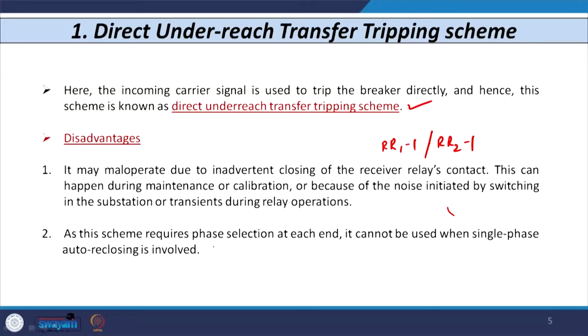The other disadvantage is that this scheme requires phase selection logic at each bus, bus A and bus B. So, this type of scheme cannot be used when single phase auto reclosing is involved. When we want to use the single pole tripping facility, that means we want to open only the phase in which the fault occurs, assuming that the other two phases are healthy, then we cannot implement it if we use the direct underreach transfer trip scheme.